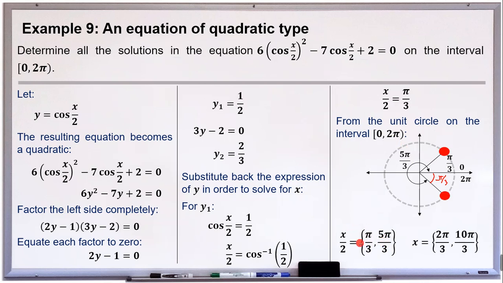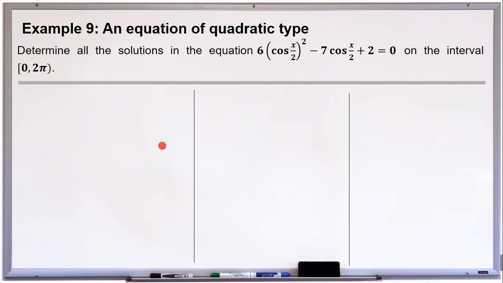Next, we're going to multiply both sides by 2 so that we can arrive at a solution for x. So we have x equals 2 times pi over 3, that is 2 pi over 3, and then 2 times 5 pi over 3, that will give us 10 pi over 3. So these are the values of our angle for the first factor. We will proceed to the second factor.